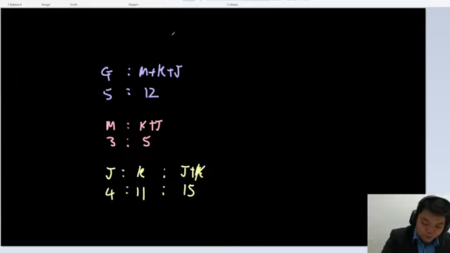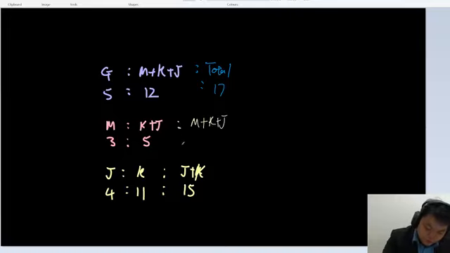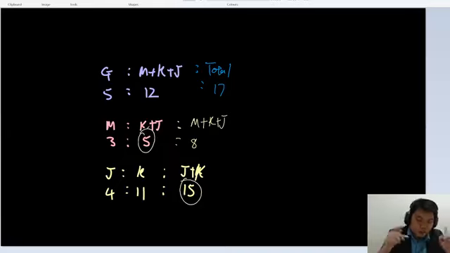The first one is to list out everything. The total here is 17, and this would be M plus K plus J. The color tone is a bit off for this. So you see that these two are equal. You want to make them the same first.